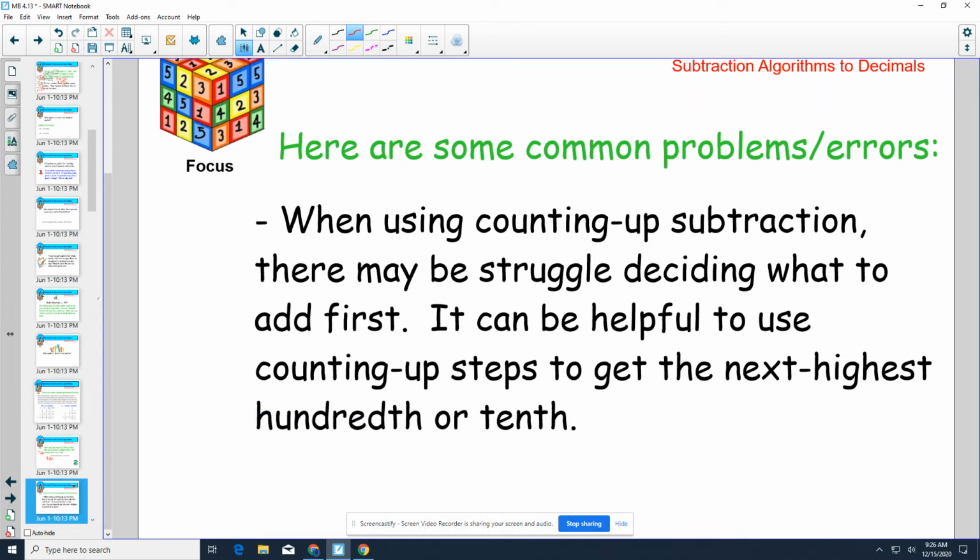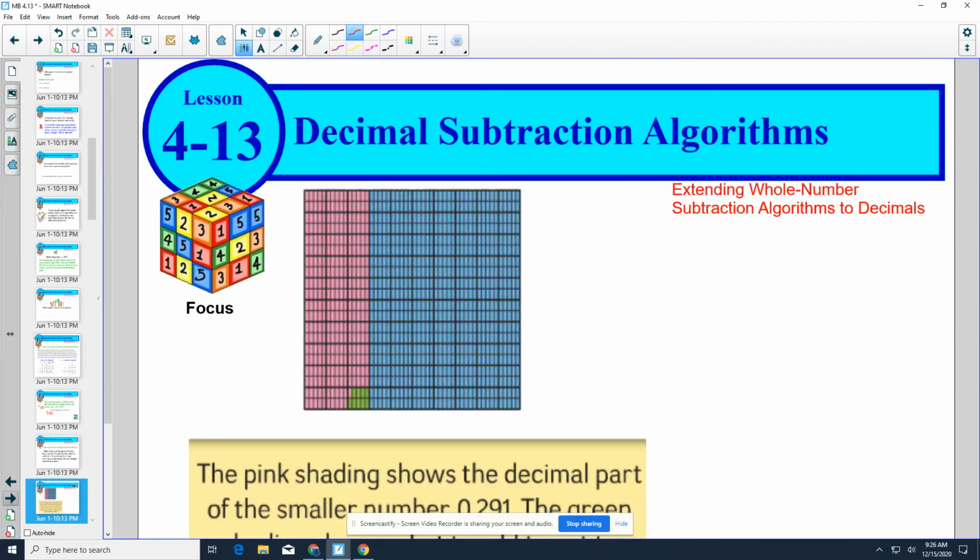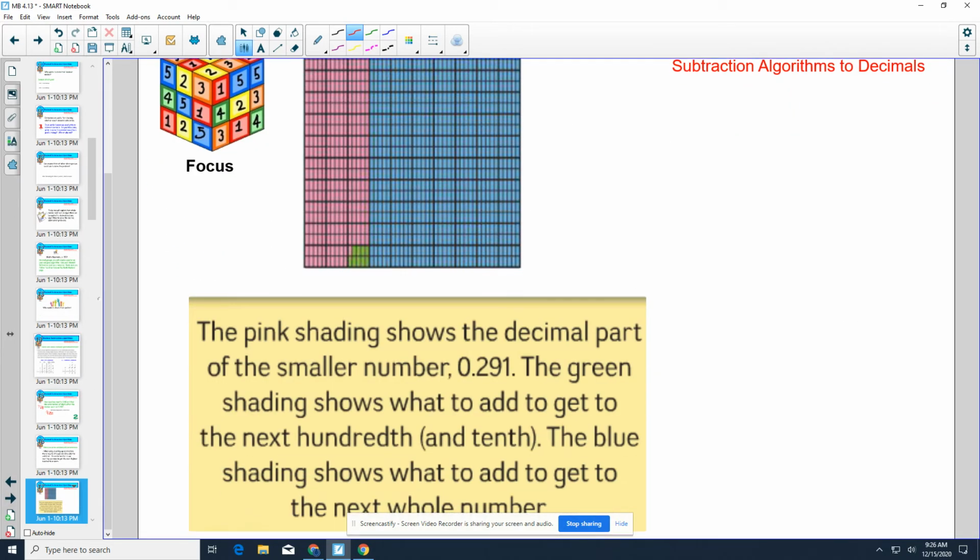When using counting up subtraction, there may be a struggle deciding what to add first. It can be helpful to use counting up steps to the next highest 10th, 100th, or whole. So you can see here the pink shading shows the decimal part of the smaller number, 2 and 91 thousandths. The green shading shows what to add to get the next 100th and 10th. The blue shading shows what to add to get to the next whole number.